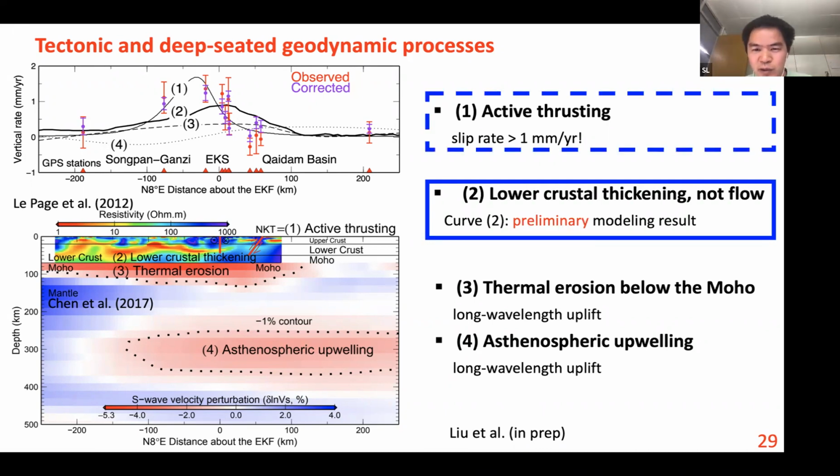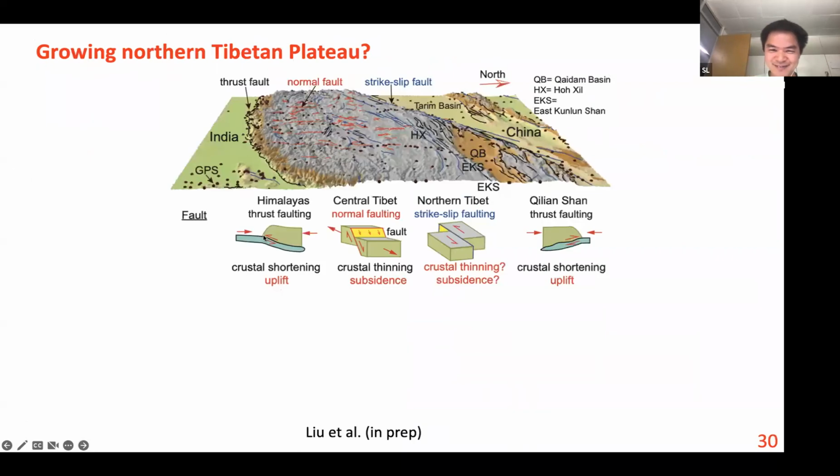But here I cannot rule out the possibility of very, very low active thrust faulting in the range front. So let's understand our results in the context of the entire Tibet Plateau. As I emphasized earlier, the southernmost margin is the Himalayas. We have the active thrusting. And in central Tibet, we have the active normal faults, crust extension, thinning, and subsidence. But in northern Tibet, we have large strike slip faults.